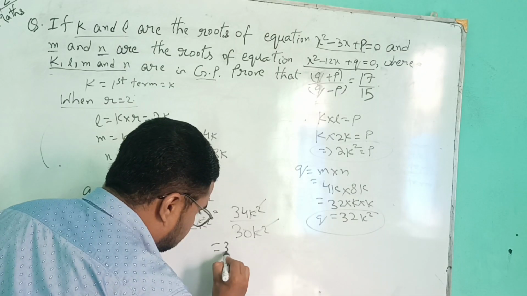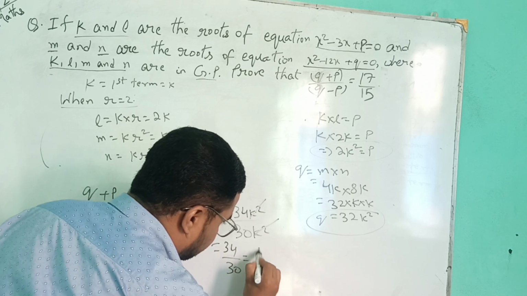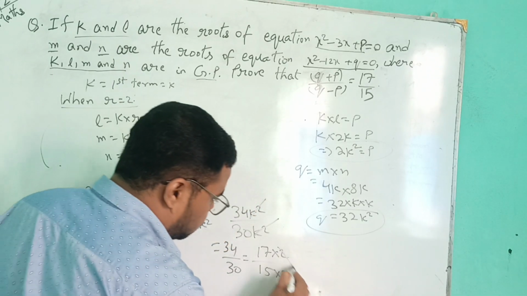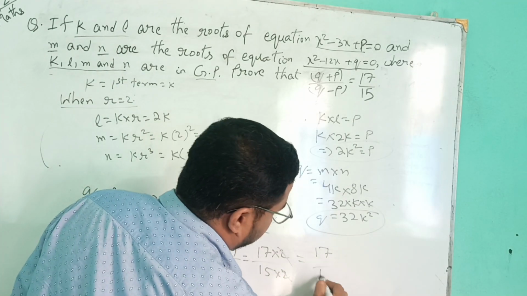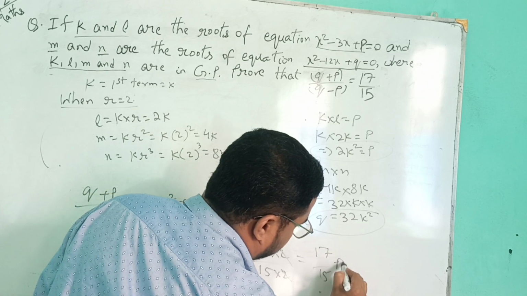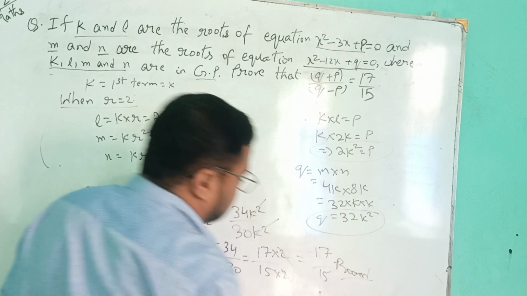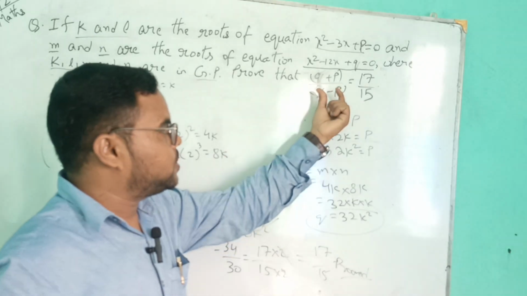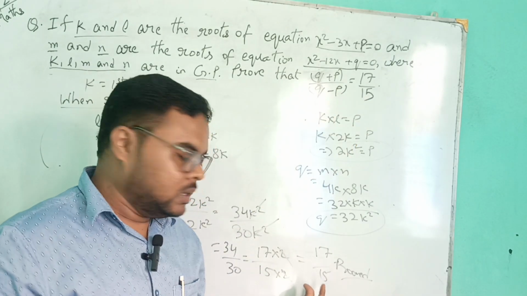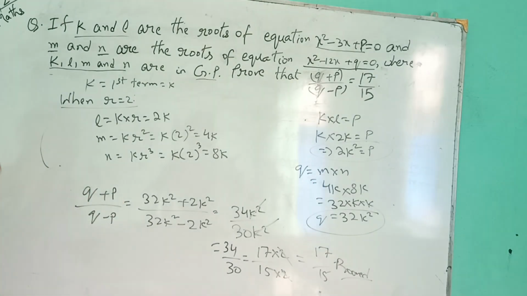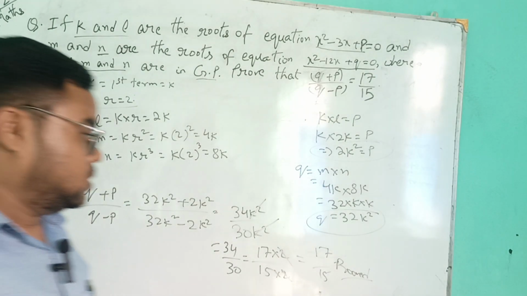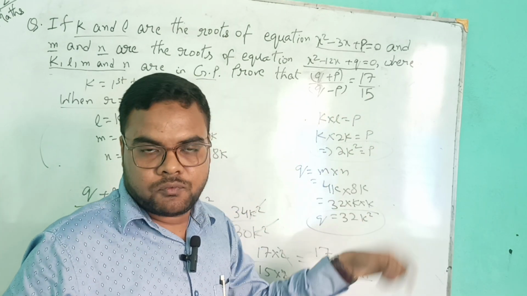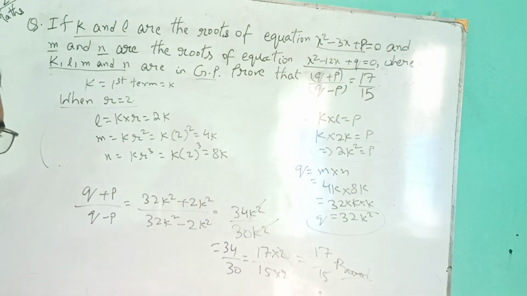Now we will have 34 by 30. This can be written as 17 into 2 by 15 into 2, as 2 is common in both terms. Then 2 is cancelled. That is 17 by 15. Proved. So in the case when r was 2, we have proven that q plus p by q minus p equal to 17 by 15. Here is the complete concept. Now when r equal to minus 2, what will the answer be? Does the term 17 by 15 come? Is q plus p by q minus p equal to 17 by 15 or not? We will solve and find whether it is equal or not.